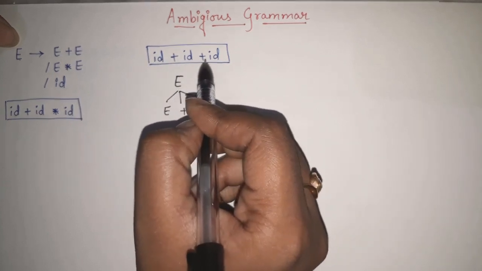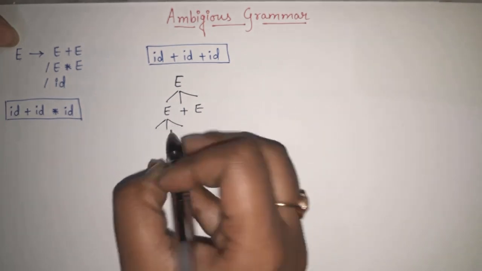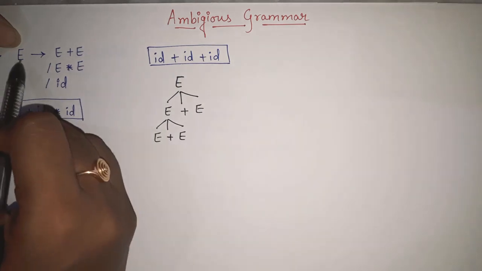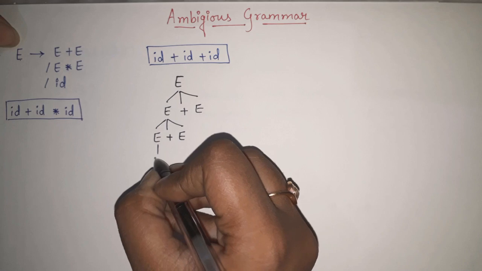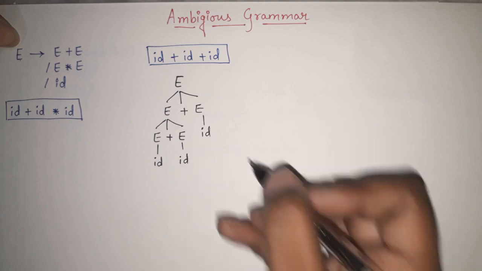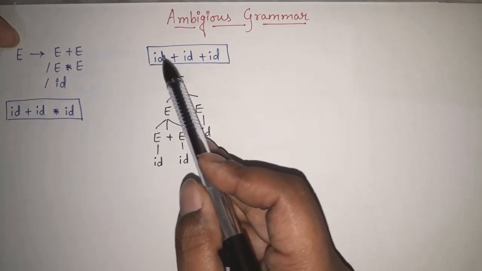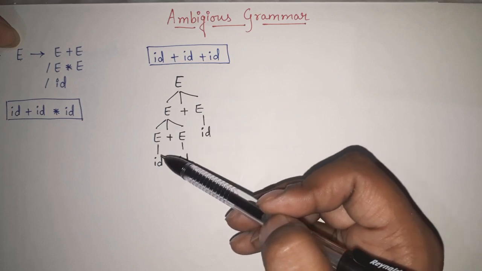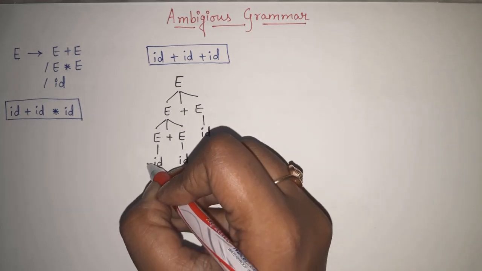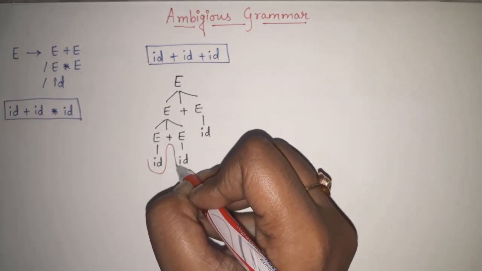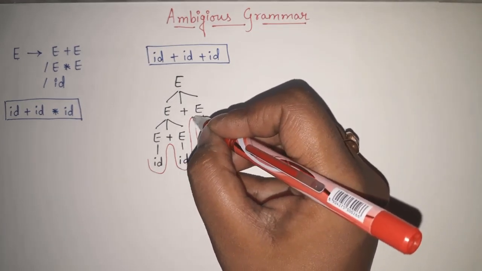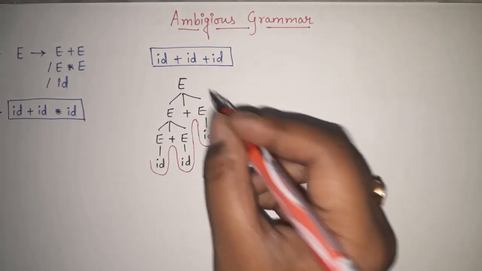So again, in place of E, I can write E gives E plus E. Then we also know that E gives id, so I can write E gives id, E gives id, and E gives id. To check whether this string is generated, I have to consider the leaf nodes. Reading the leaf nodes, I get id plus id plus id.